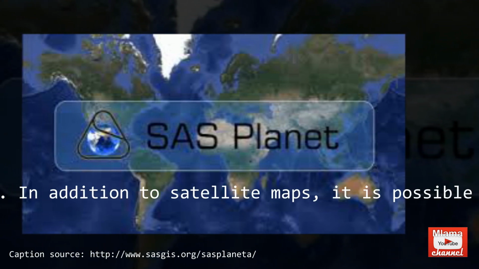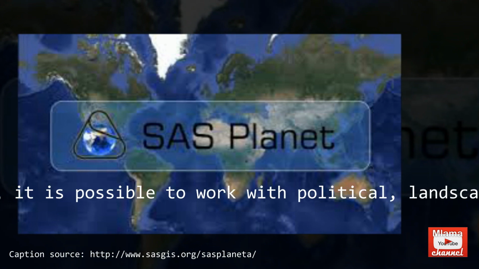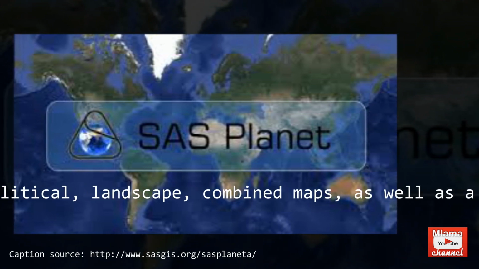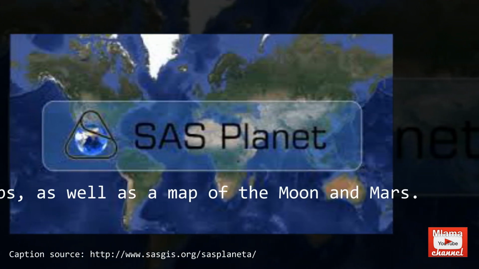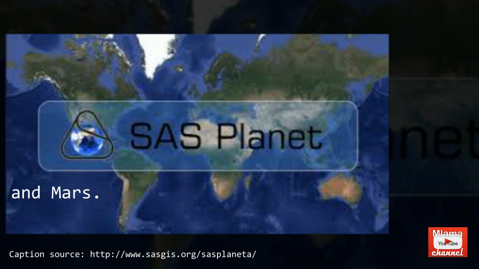In addition to satellite maps, it is possible to work with political, landscape, combined maps, as well as a map of the Moon and Mars.